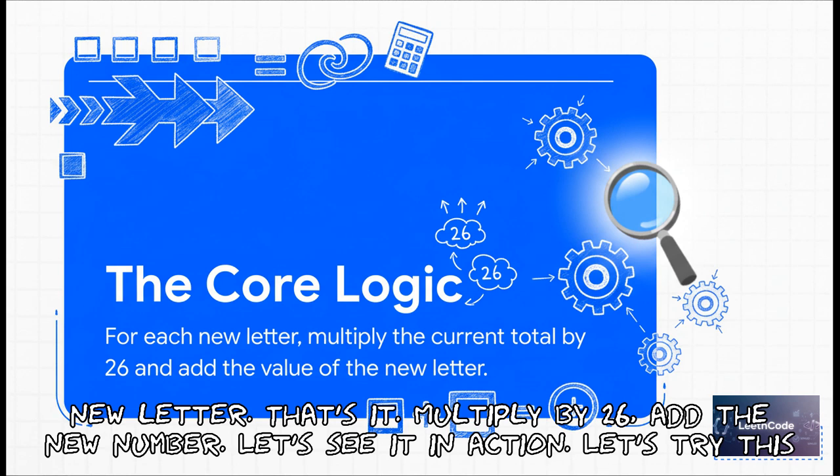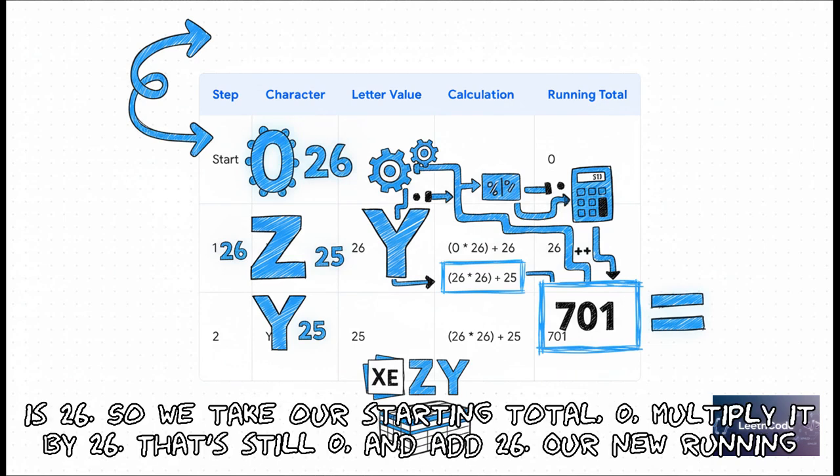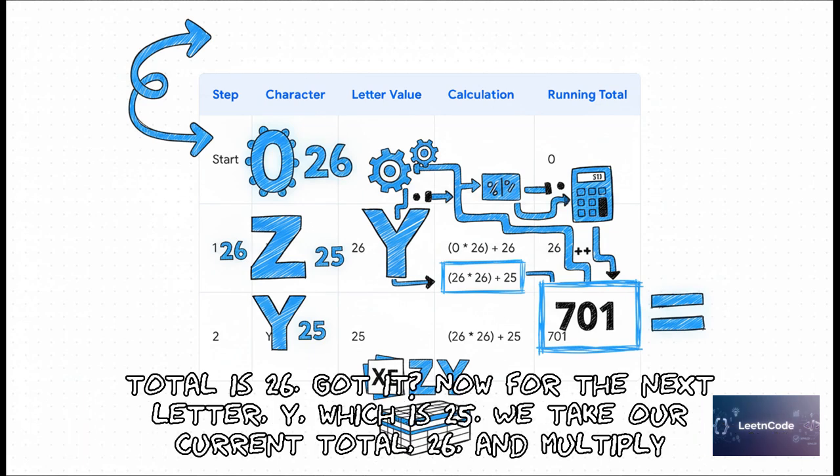Let's see it in action. Let's try this with our original problem, ZY. We start with a total of 0. The first letter is Z, which we know is 26. So we take our starting total, 0, multiply it by 26. That's still 0, and add 26. Our new running total is 26.